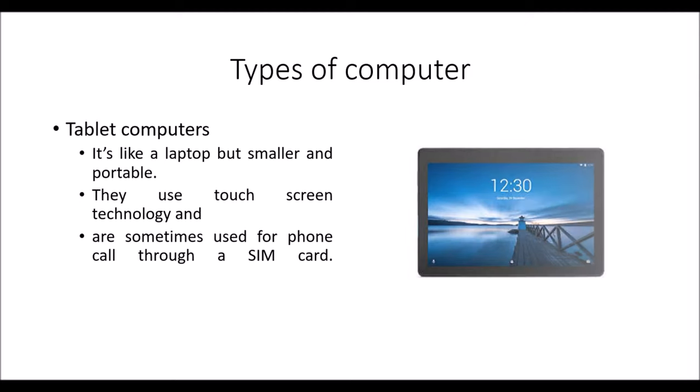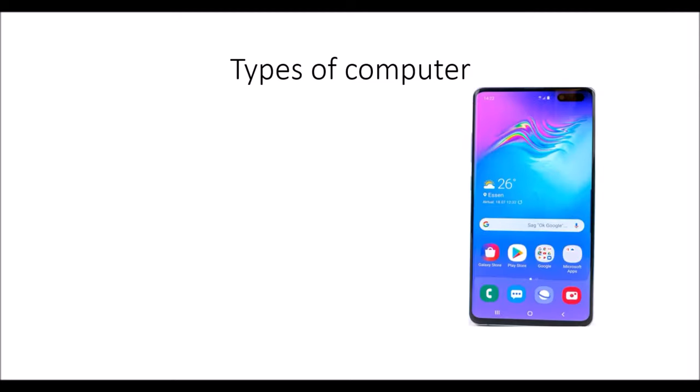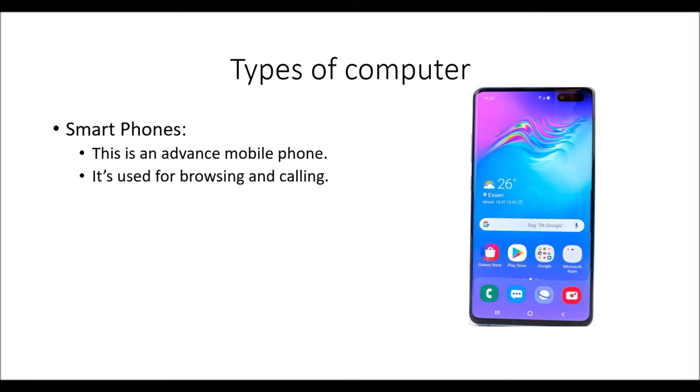So take note. Now, for the last one, which is a smartphone, we say a smartphone is an advanced mobile phone. All right. Smartphones are just like Nokia and, you know, all those old phones. So the advanced mobile phones are called smartphones. Why are they smart? Because they can connect to the internet, and virtually every single thing you can do in your laptop, you can do it on your phone as well.